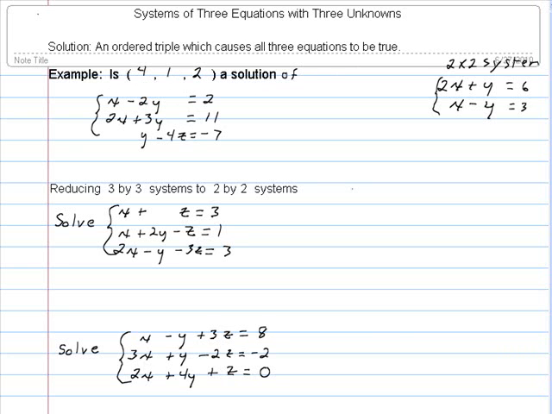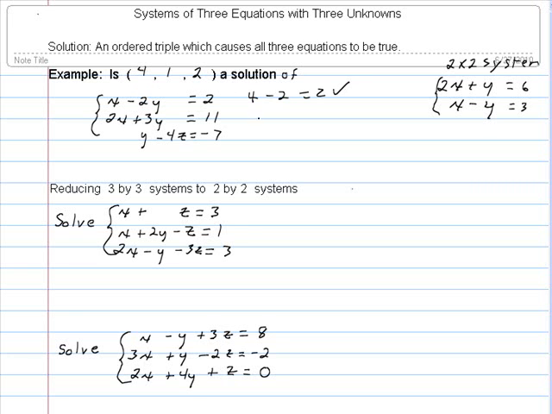Now, to see whether it is, we have to plug the 4 in for x, the 1 in for y, the 2 in for z, and see if all three equations are true. So let's start. Plugging the 4 in for x, I get 4. Plugging the 1 in for y, I get minus 2 equals 2. Well, that one's certainly true.